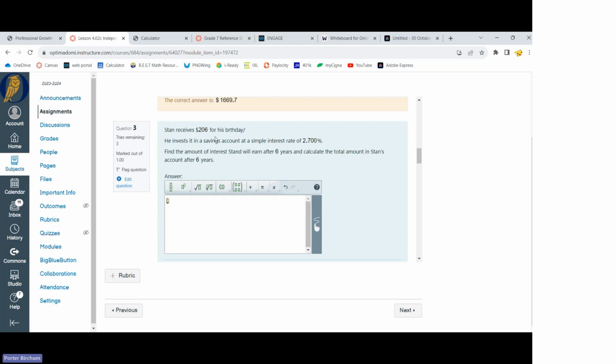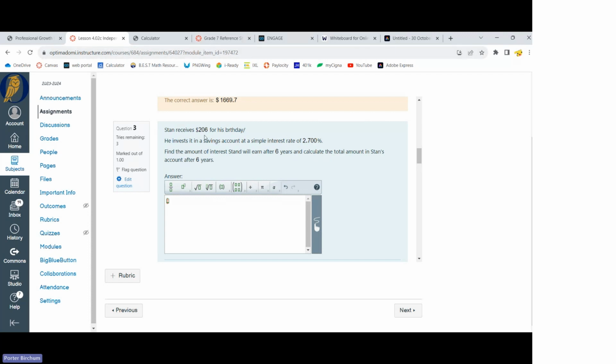Stan receives $206 for his birthday. He invests it in a savings account at a simple interest rate of 2.7%. Find the amount of interest he will earn after 6 years and calculate the total amount in Stan's account after 6 years. Well, that one's riddled with typos, isn't it? So what is this question asking? It is asking for the interest and the final amount. So I think we're going to add the interest to the principal at the end to get the final amount. First, let's find the interest.